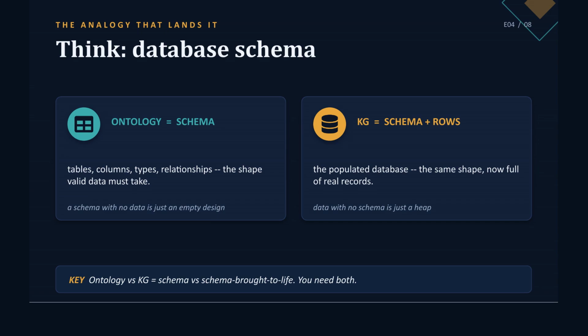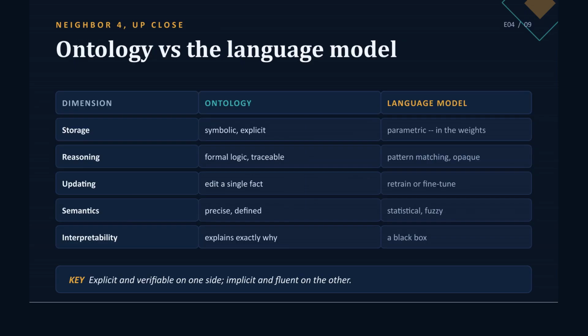You genuinely need both. So when someone asks whether an ontology and a knowledge graph are the same thing, you can now answer with precision. No, one is the schema, and the other is that schema brought to life with data. The fourth and final neighbor is the one everyone is talking about right now, the large language model.